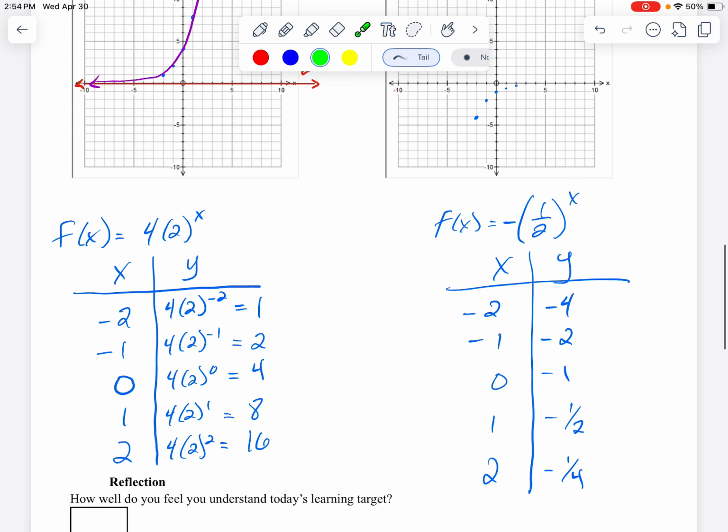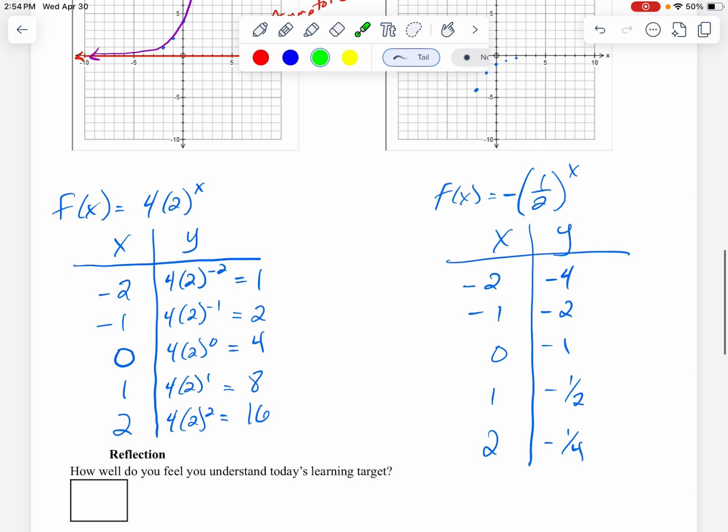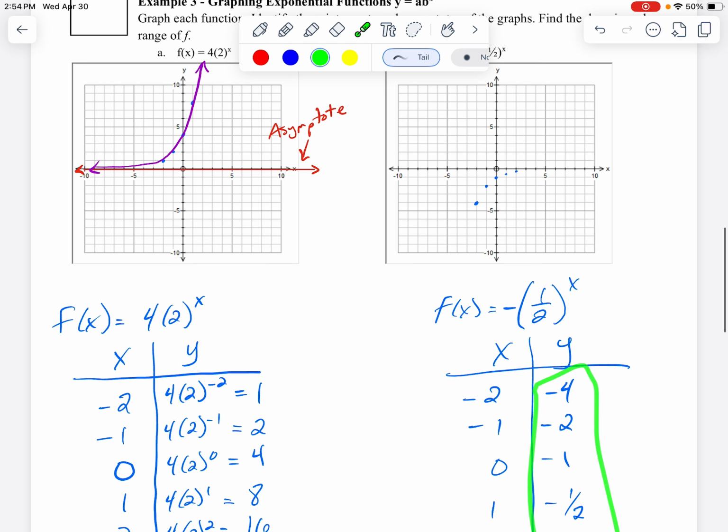So our equation, f of x equals negative 1/2 to the x. Make sure you're putting the 1/2 in parentheses. Otherwise, you're going to get incorrect values. I chose the same values of x to plug in, and here's what I got. I plotted those points, and this is where this negative flipped this so that it's down underneath.